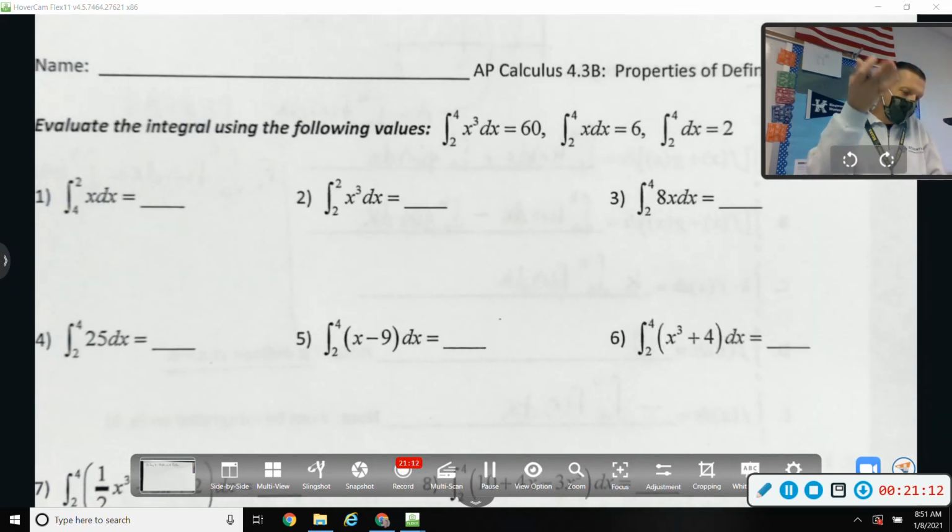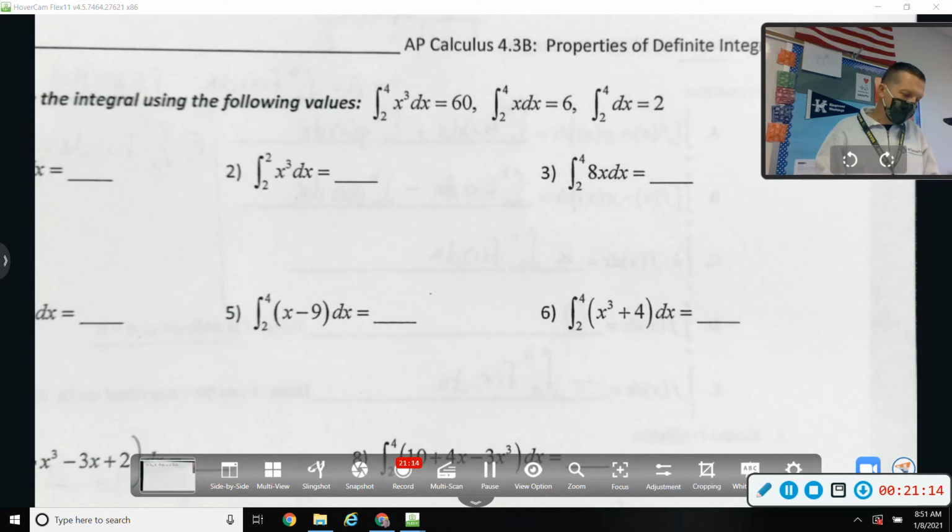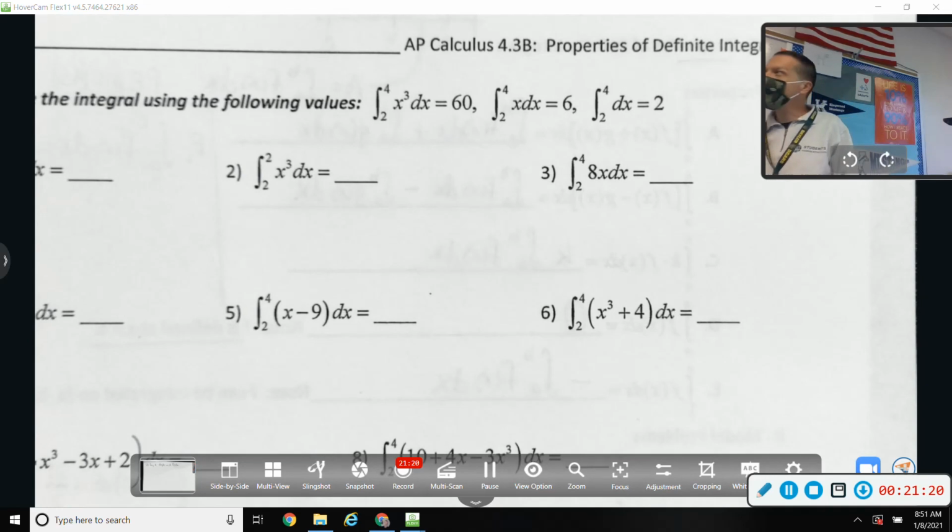All right, so the assignment is on the reverse side. It's kind of the same stuff we were just doing using properties. So this is not a difficult assignment. This is another one that you can finish before you leave.